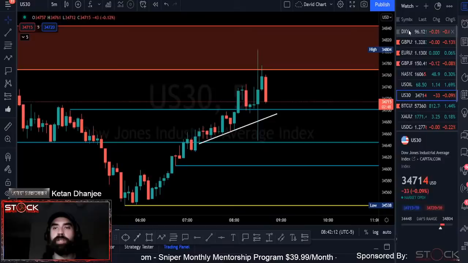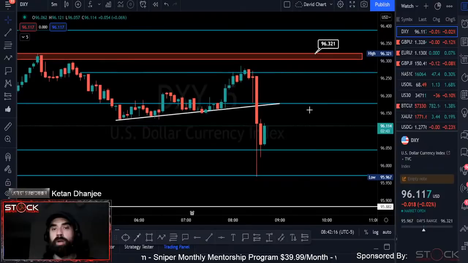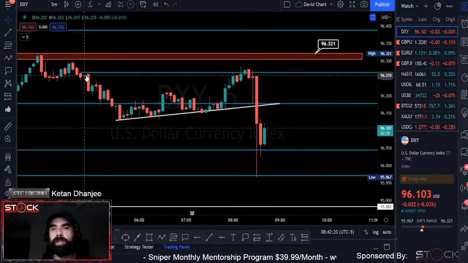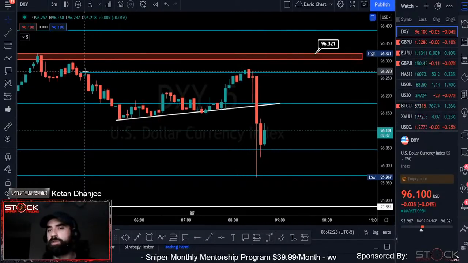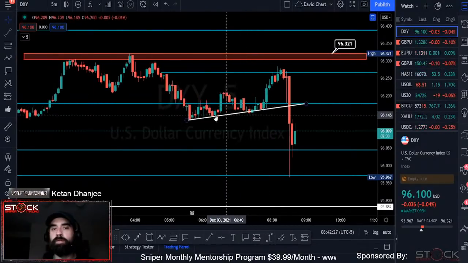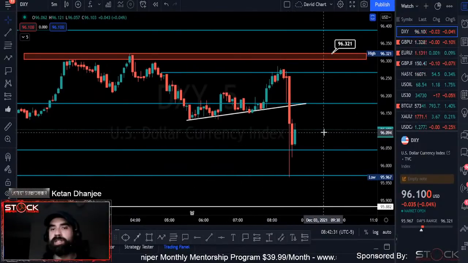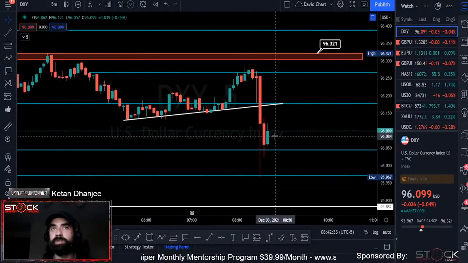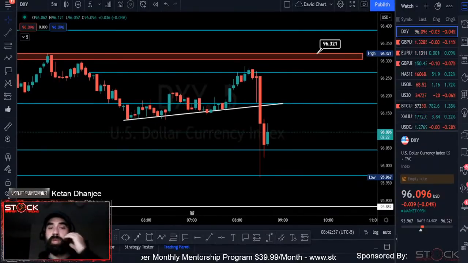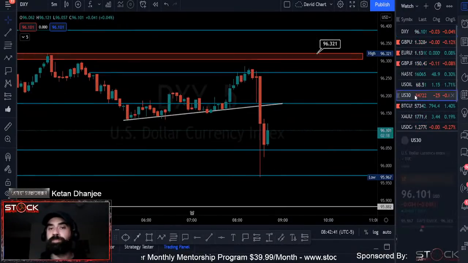Okay, so let's check out our DXY real quick. DXY, key area right here. Remember we had that line of resistance forming at around 96.27. Heavy resistance, breaking through that overall 5-minute uptrend, hitting the low 95.6, and now it's indecision right now. Guys, I do apologize about that one. As you can tell, definitely not feeling good.